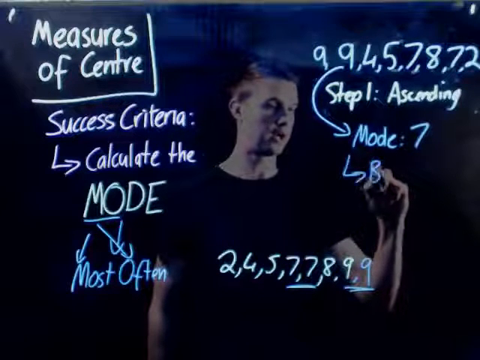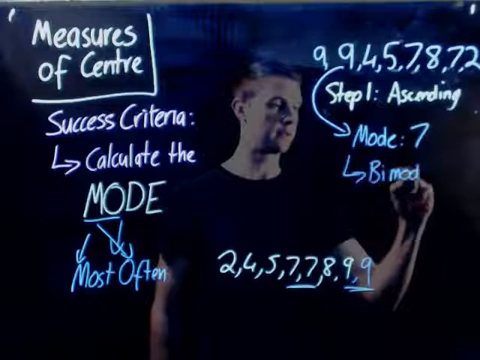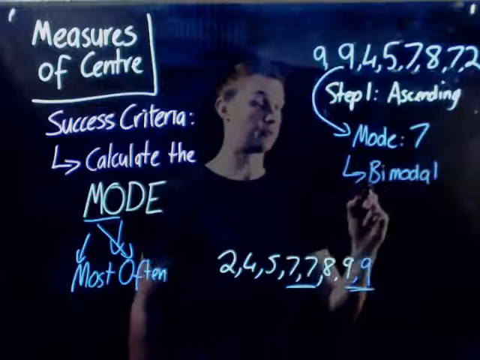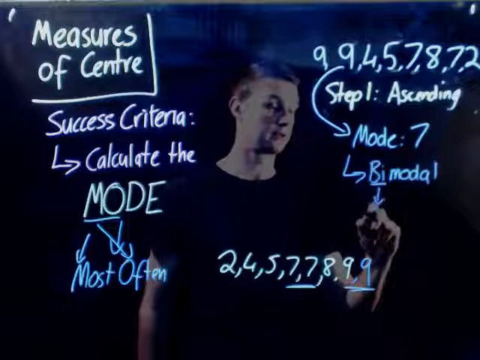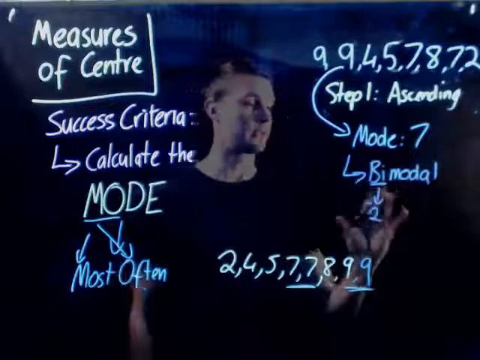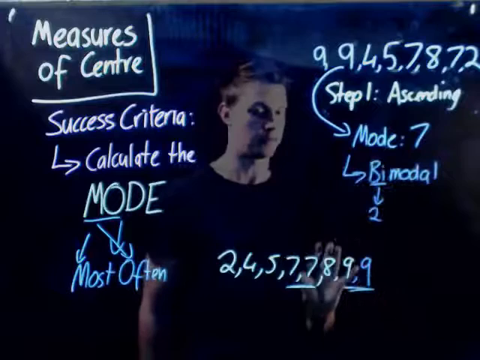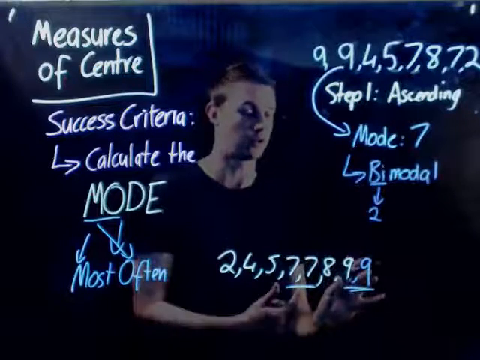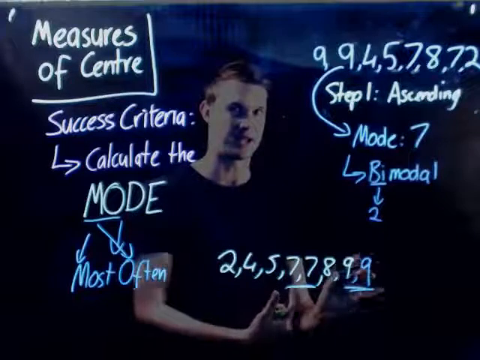Okay, bimodal. Now that means that we have 2. So bi means 2. So think of bicycle. Okay, a bicycle has 2 wheels. Bimodal means that there are 2 different points where it has 2 types of modes. Okay, so we have 7 and 9.